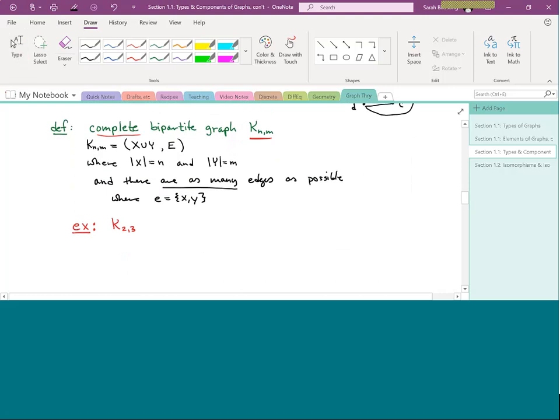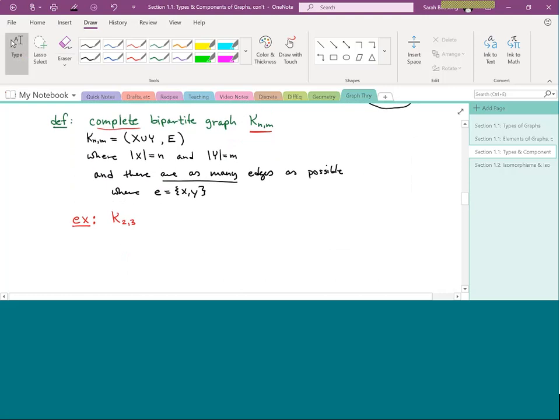Now, let's actually look at an example. If we look at the example K23, and just as a heads up, K23 is actually the exact same graph as if you rearrange the order. It turns out it doesn't matter if you put the bigger number first or last in the subscript. By standard, most people put the smaller number first and the larger number second, but it doesn't matter.